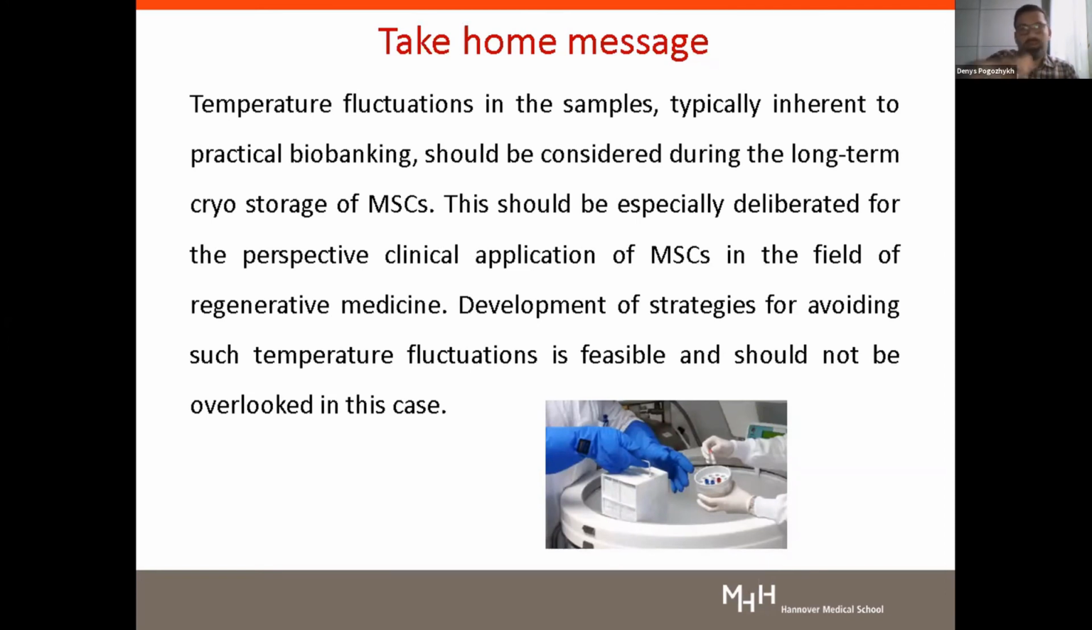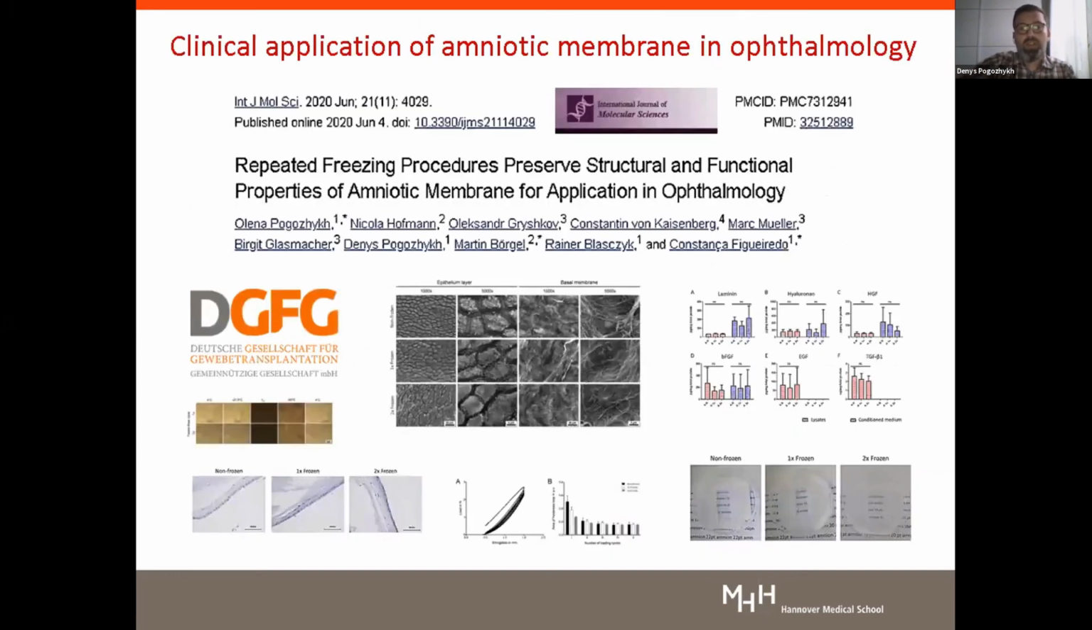And just as additional information, this is not related to the cells, but also to placental material in particular in ophthalmology. This is not just some theoretical deliberations and speculations. This is really important already in the clinical applications. We also collaborated with the German Society for Tissue Transplantation, and last year we studied the influence of repeated freezing procedures on amniotic membrane, on placental amniotic membrane for application in ophthalmology. In this case also we saw some changes and also gave some recommendations.